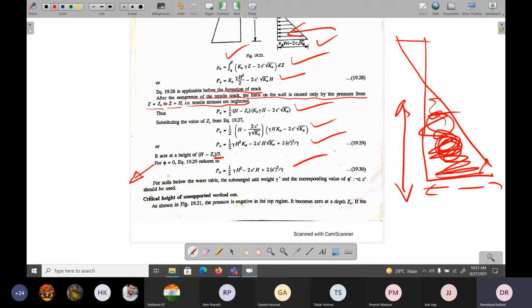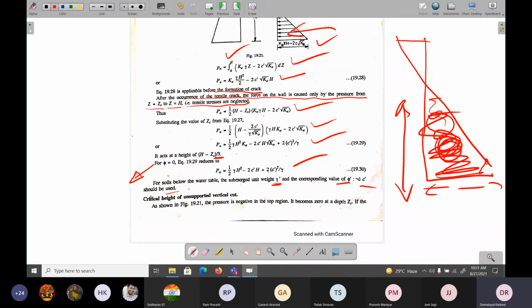For soil below the water table, we take the submerged unit weight and the corresponding effective stress parameters, phi dash and C dash. Anyway, that we already know. If the soil is in water, again we have to take the effective stress parameters, C and phi. Understand? So this is all about the tensile crack.